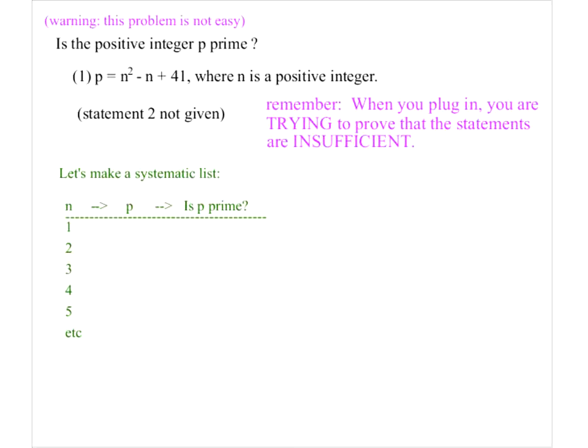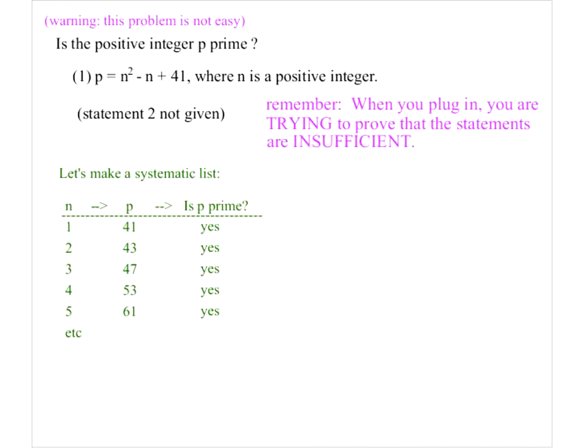If n is 1, then p is going to be 41. If n is 2, it's 43. If n is 3, it's 47. If n is 4, it's 53. If n is 5, it's 61. Okay, let's try these. If you try these, you'll find out that all of them are prime. That's prime, so is that, so is that, so is that, and so is that.